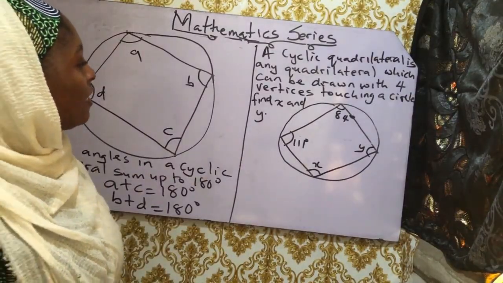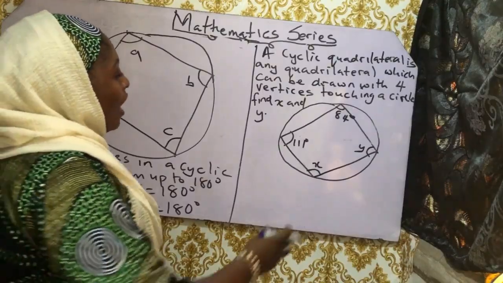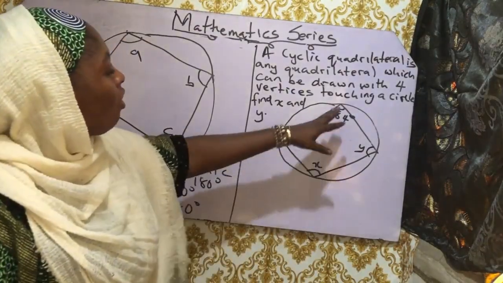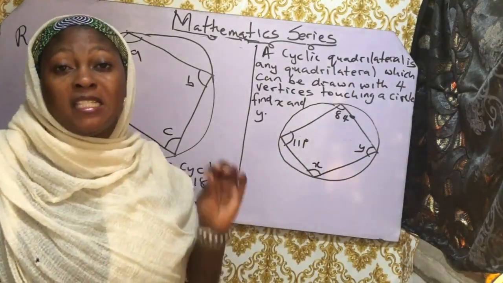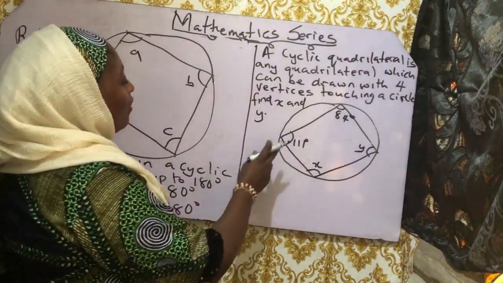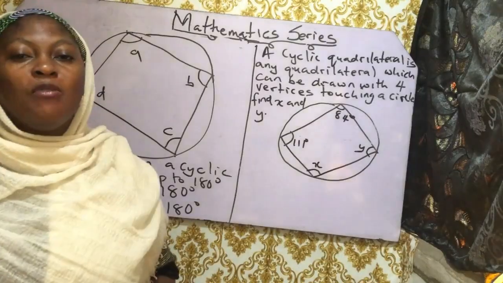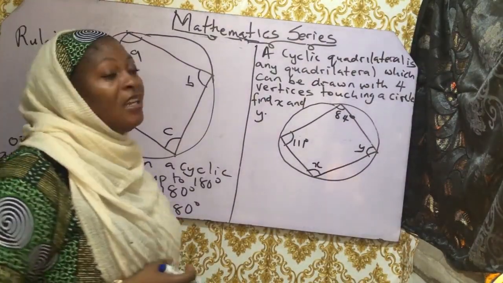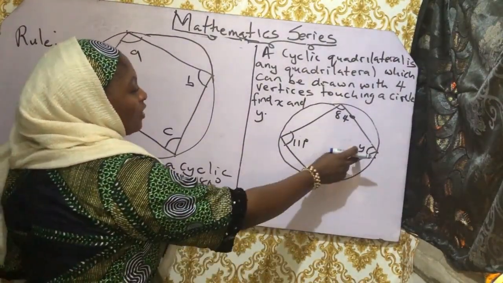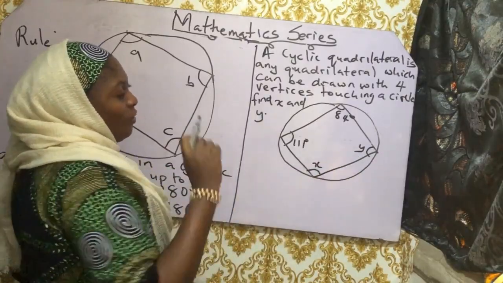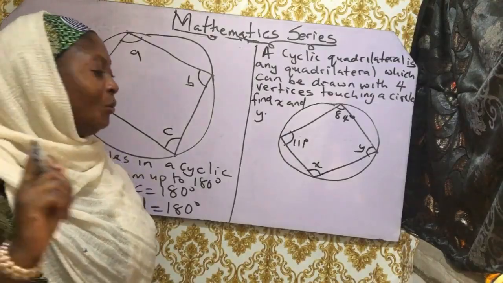Let's take a look at the example we have on the board. We have a cyclic quadrilateral with all four vertices touching a circle. Now, we have angle 111 degrees, 84 degrees, angle X and angle Y. So, to get angle Y and angle X, that's what the question asks us to do.